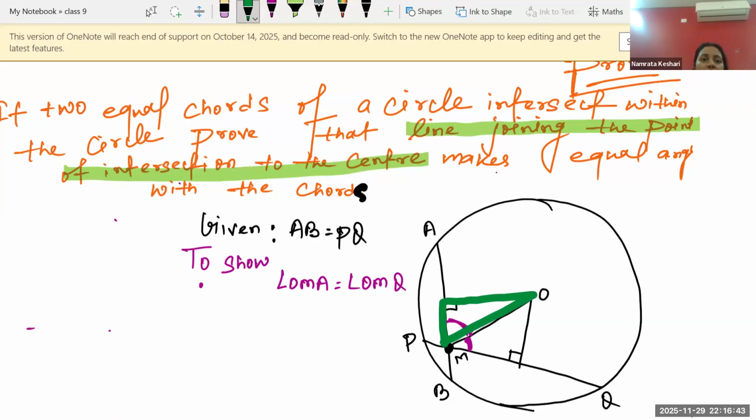Yes. Okay, and if these two triangles are congruent with each other, then these two angles will be same by CPCT. Proving congruency is really easy. Okay, 90° here, 90° there. OM is the common side, and equal chords are equidistant from the center. Yes or no?